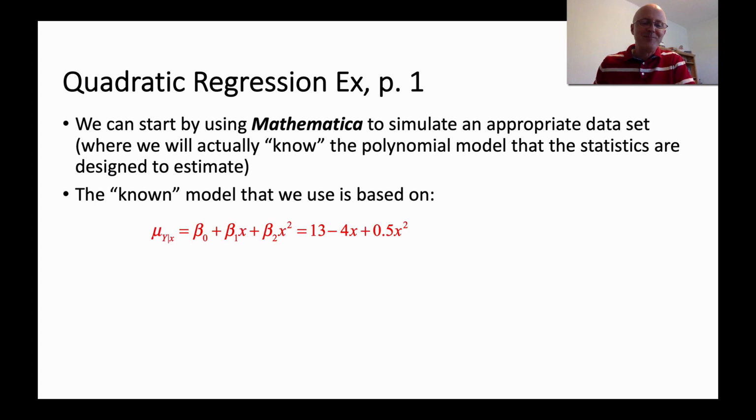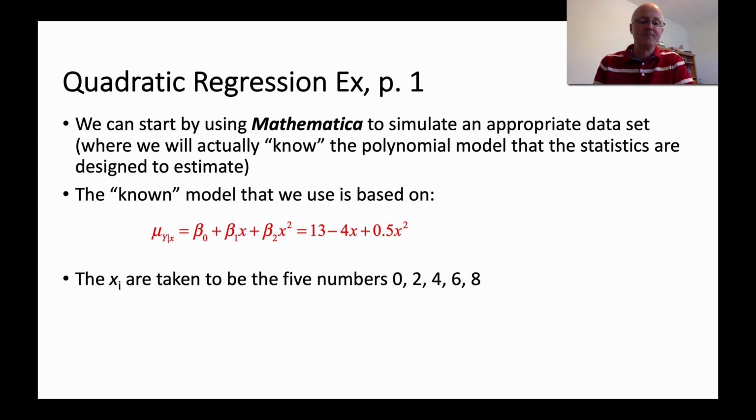This model right here: mu sub y given x is a quadratic function of population parameters beta 0, beta 1, and beta 2. Beta 0 is the constant term, beta 1 is the linear term times x, and beta 2 is the x squared coefficient. And I picked these particular numbers. Beta 0 is 13, beta 1 is -4, beta 2 is 0.5. Why did I pick them? It was somewhat random. I could have picked different numbers.